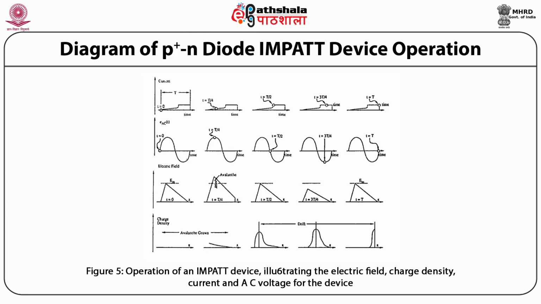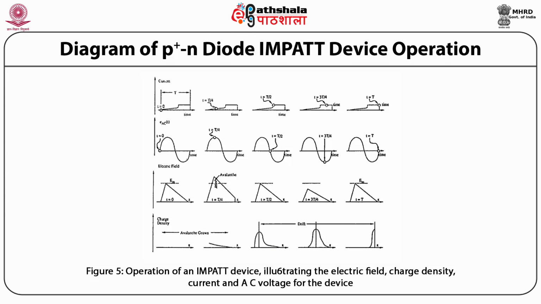So the structure of the device is shown over here, and the electric field and voltage are positive when they accelerate the carriers in the positive z direction, and the current is positive in the same direction as that of the electric field.